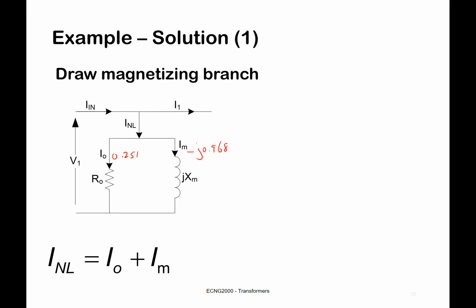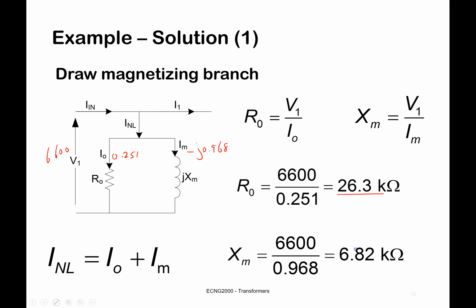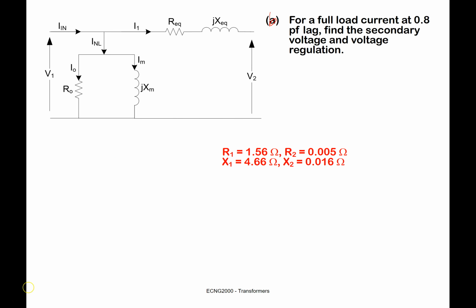So we know that R0 is V1 on I0, so we could calculate immediately. This is 6600 over 0.251, and that would give us 26.3 kilo ohms. And similarly, 6600 over 0.968 would give us 6.82 kilo ohms. And that's it. That's all we have to do to get R0 and XM. And this is similar to what you do in your labs also when you're identifying the parameters.